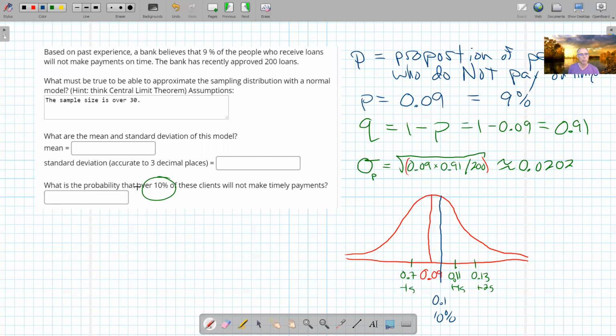And they want to know what's the probability that over 10% will not make payments on time. So over 10% would be out here. So that means right tail. Okay, so I just need to figure out what group of this 200 would fall into that range there. So now I need a calculator, so either a spreadsheet or StatKey.